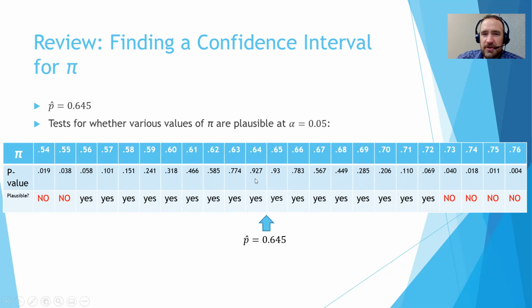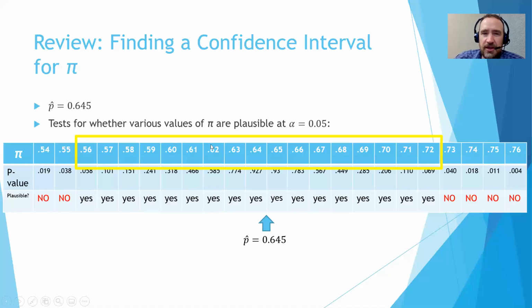And all of these p-values that are higher than 0.05, we say, don't reject those. They seem plausible. But once we drop below 0.05, again, we start saying, nope, reject those. 73, 74, 75, 76%, reject those because they're not plausible with the data we have, our statistic of, excuse me, 0.645. I want to highlight a couple things.